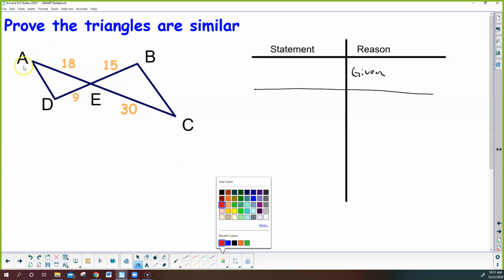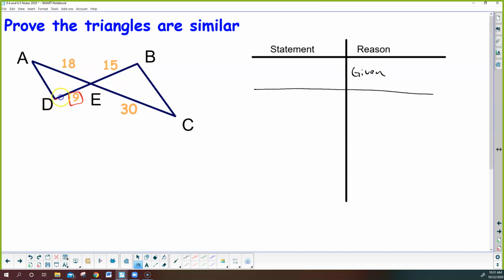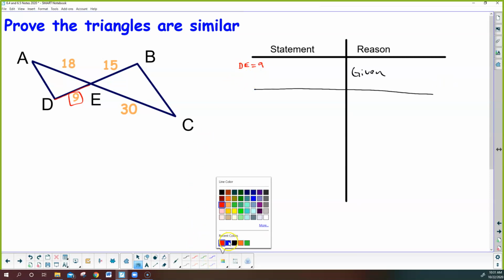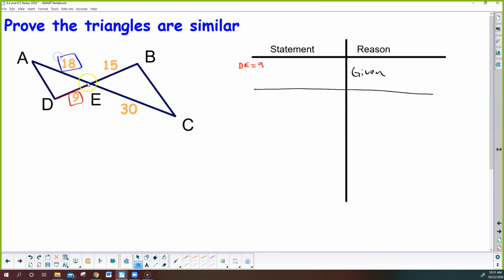So here's what I'll do. Let's take the triangle on the left, and let's do the small side first. So DE, that'll be my given, DE is equal to 9. And then I'm going to take the larger side, which is AE, and that's equal to 18.